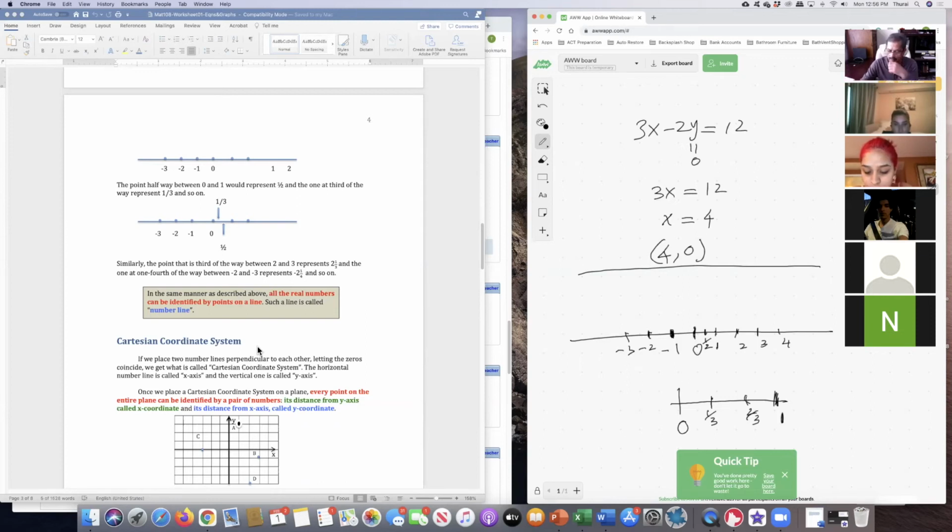So comparing -2 and -1, which is smaller? -2 is smaller than -1. -2 is smaller than 0. -2 is smaller than 2. So numbers on the left are smaller than numbers on the right.